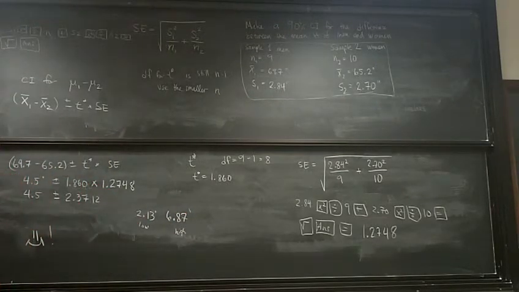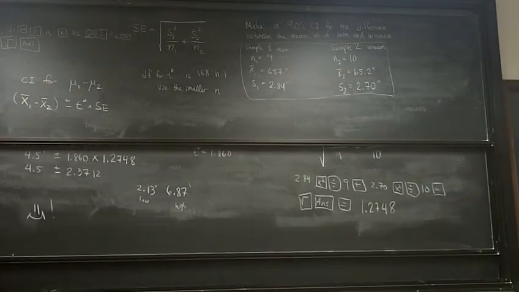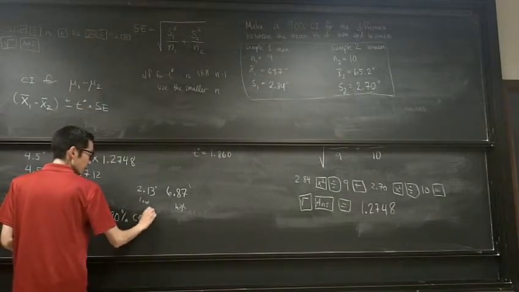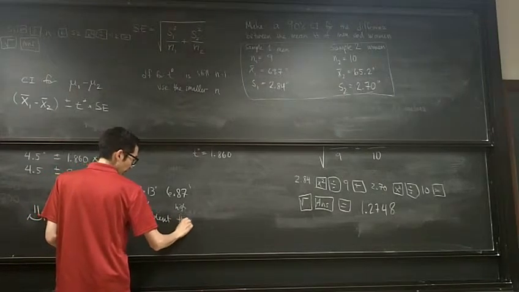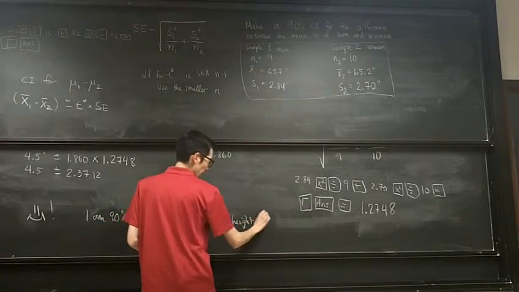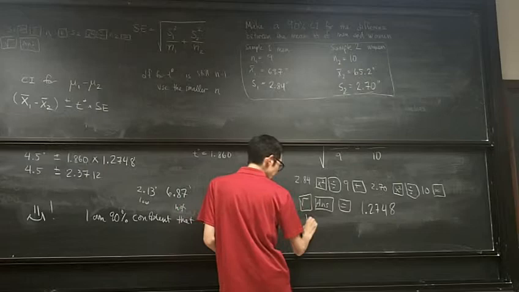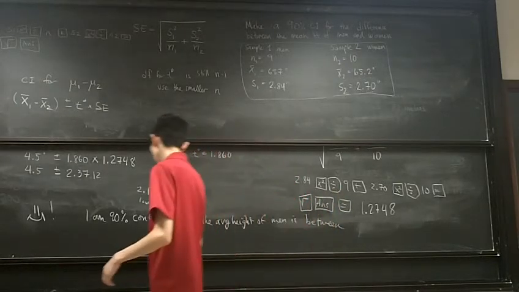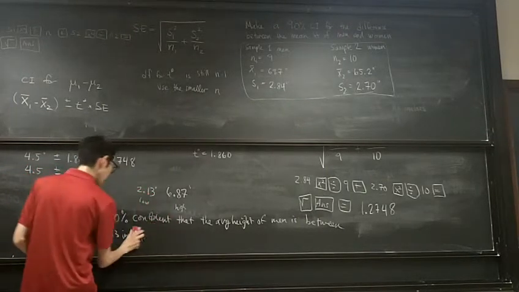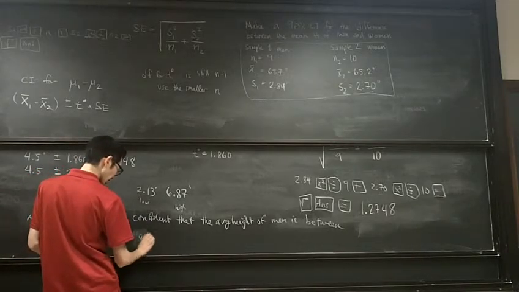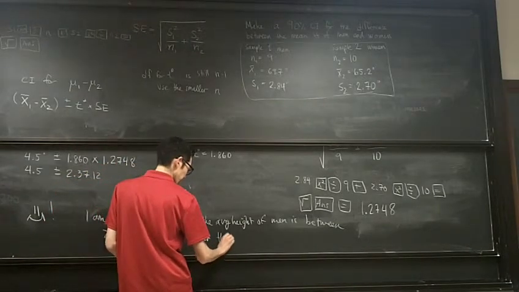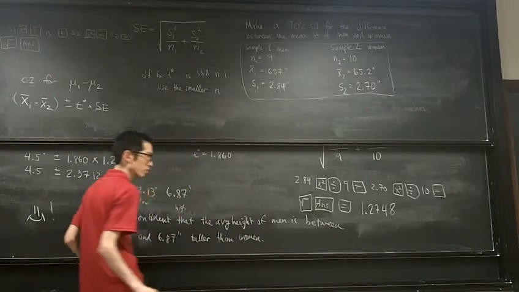Alright, so my confidence interval goes something like this. I am 90% confident that the average height of men is between 2.13 inches and 6.87 inches taller than women. And that's it.